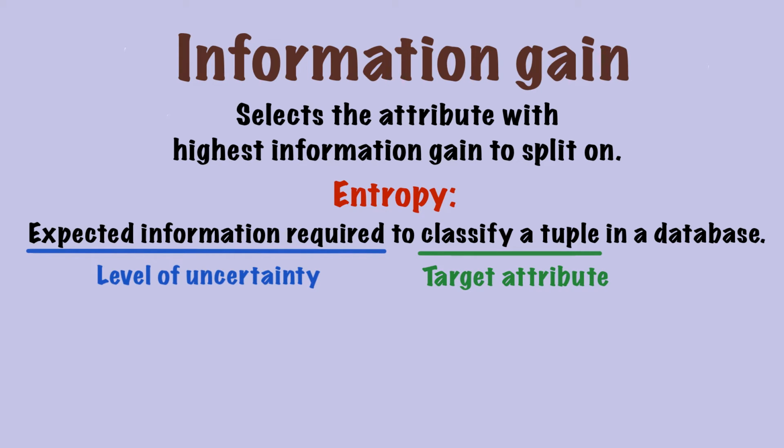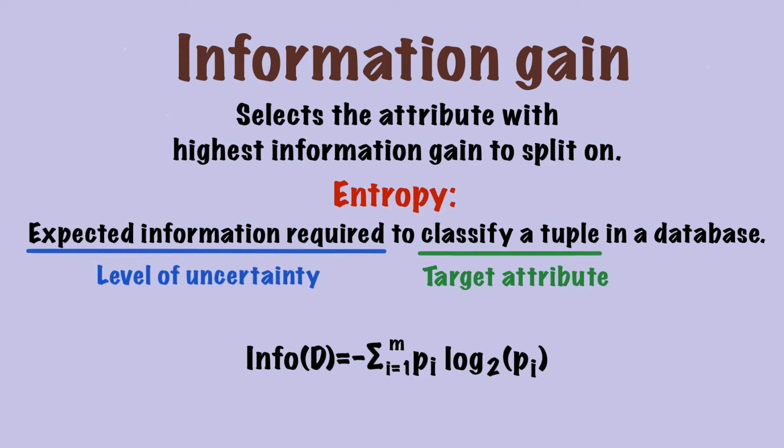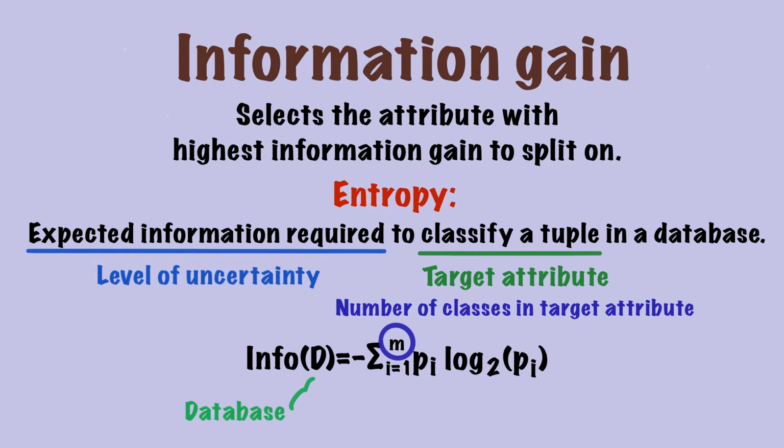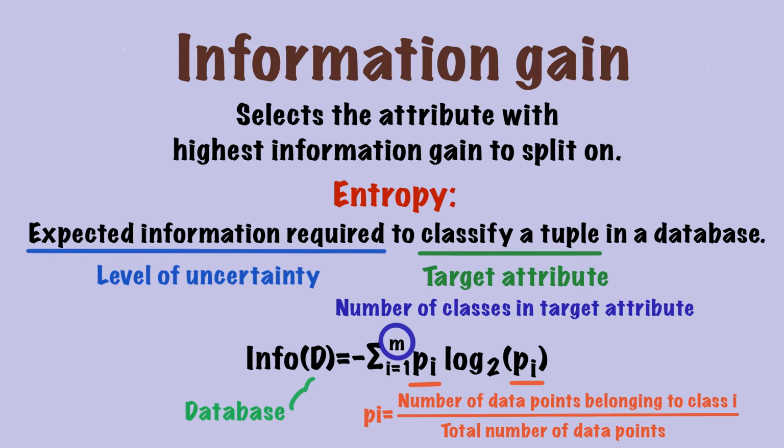Second, to classify a tuple, we must have one target attribute, and that target attribute is our interest. The formula of entropy goes like this. We denote entropy of a database as Info(D). Because entropy is the expected information required, entropy is the negative summation of Pi times log base 2 of Pi. To illustrate, D stands for the database. The m in the summation is the number of classes in our target attribute. Then, Pi is the number of data points belonging to class i divided by total number of data points.